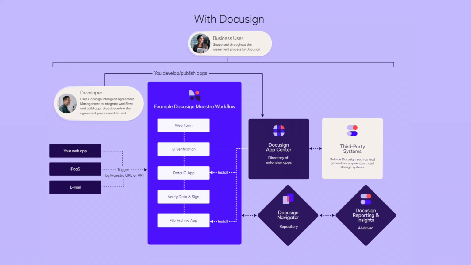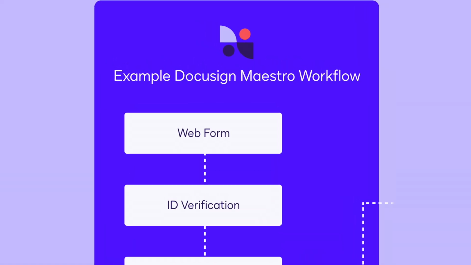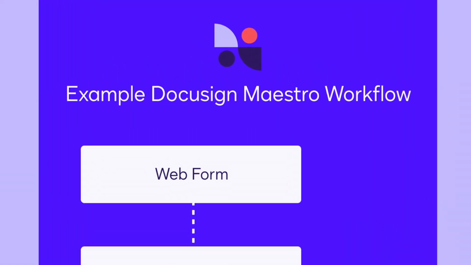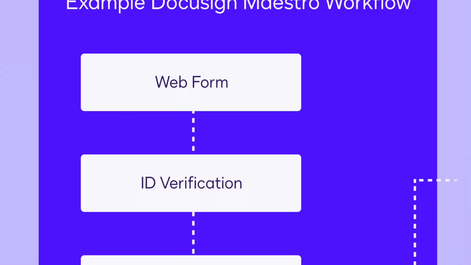meaningful and actionable insights. Docusign Maestro includes a no-code workflow designer tool that can be used to create automated workflows that helps streamline and accelerate processes. A Maestro workflow can be created with multiple steps. For example, you can collect student enrollment data using a web form, which can then be verified using ID verification.